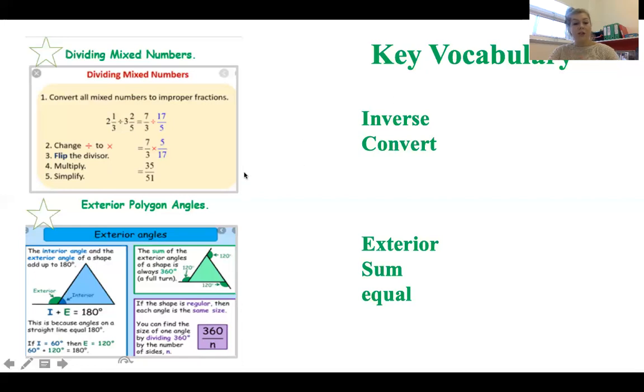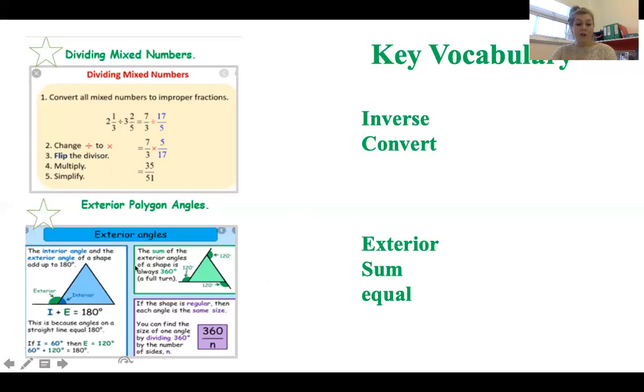So the skills that we need to do with those two topics: we're looking at being able to convert an improper fraction to a mixed number and then being able to divide those mixed numbers. And then when we're working with exterior polygon angles, we need to be able to recall the formula of finding an exterior angle. So this formula here, 360 divided by n. And then we need to use the formula to be able to find an exterior angle in a regular polygon, and then find any angles in an irregular polygon.